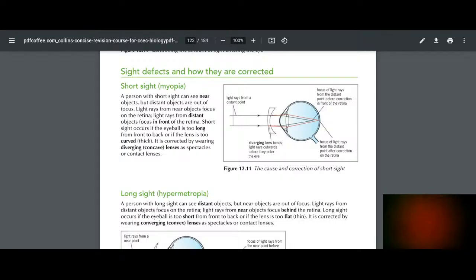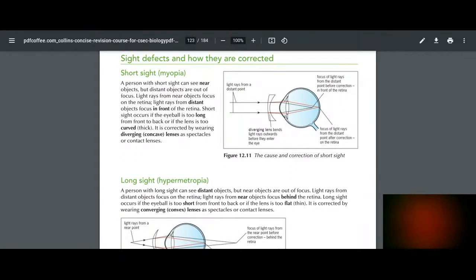This happens if the eyeball is too long from front to back, or if the lens is too curved, which means thick. In order to correct a short-sighted person, who has myopia, they wear divergent or concave lenses as spectacles or contact lenses. Again, another term for short-sightedness is myopia. A person can see near, but they can't see distance, because their eyeball is too long from front to back and their lens is too curved. To correct them, you give them diverging concave lenses as spectacles or contact lenses.